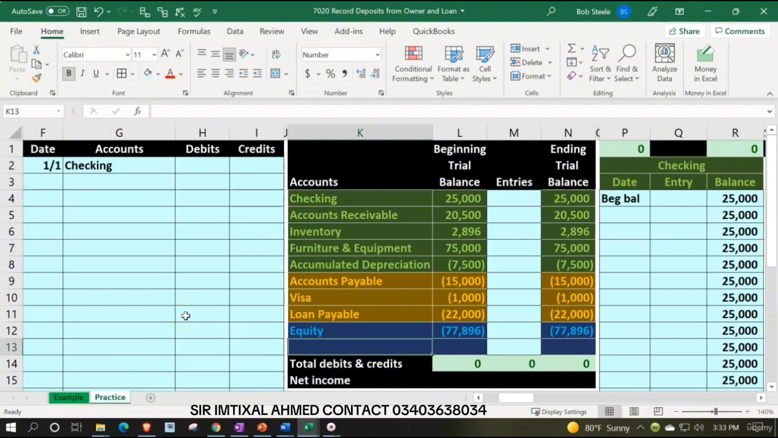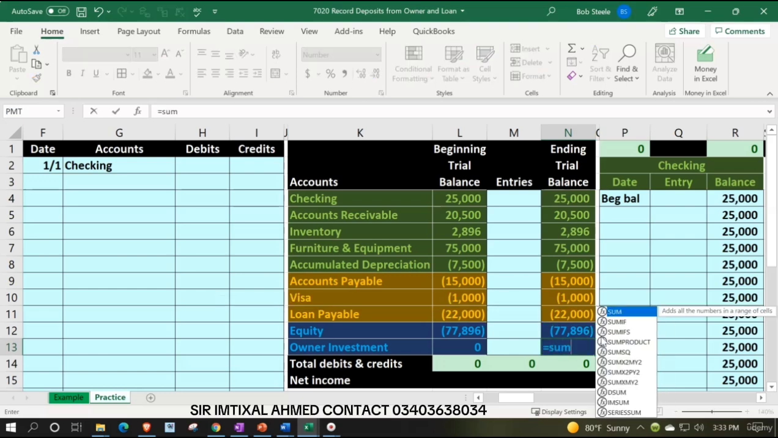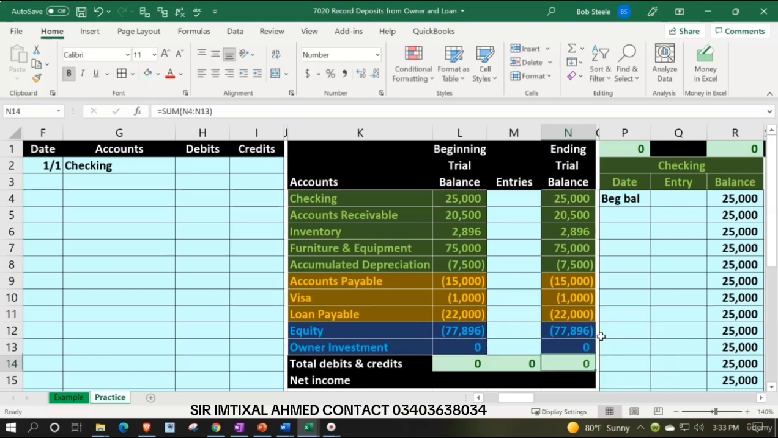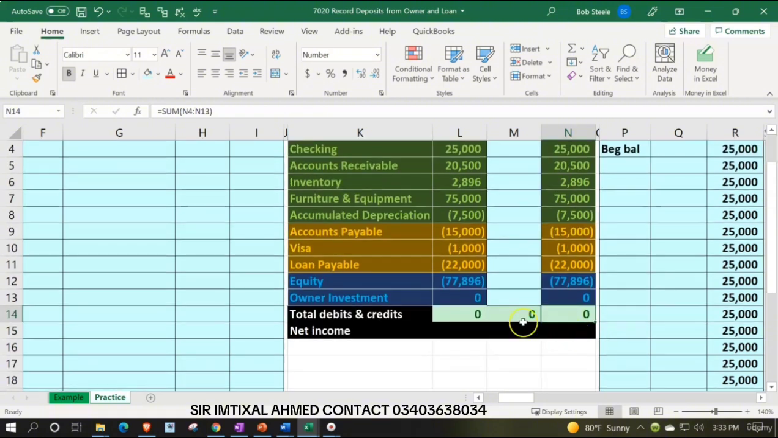And then we're going to add, I'm going to call this owner investment. So that's going to be the investment, meaning the owner putting money into the company instead of draws, which we'll see later, the owner taking money out. That's going to be 0 to start with. I'm going to copy the formula down, or I'll just type it in again, equals the SUM of these two cells. And then you want to double check your totals down below.